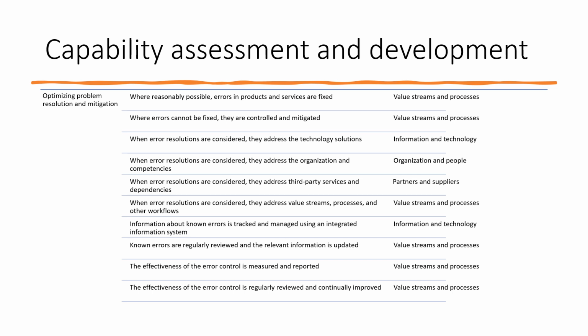At last, for the information and technology dimension, we have two criteria. Information about known errors is tracked and managed using an integrated information system. When error resolutions are considered, they address the technology solutions.